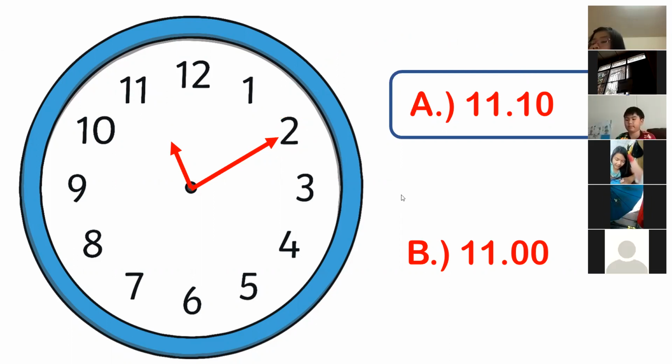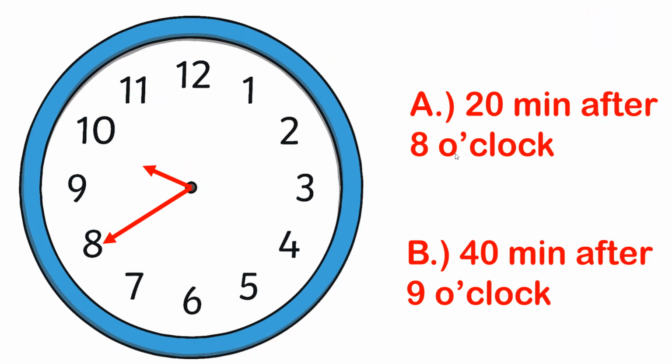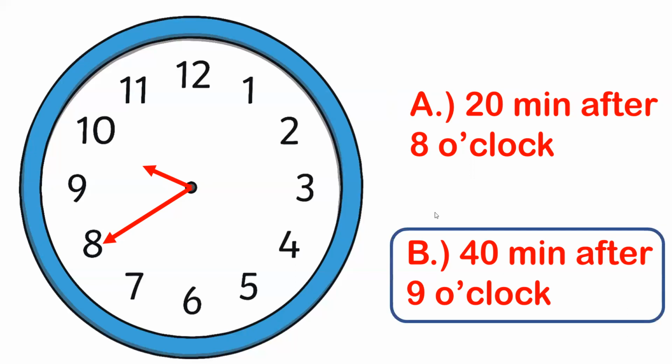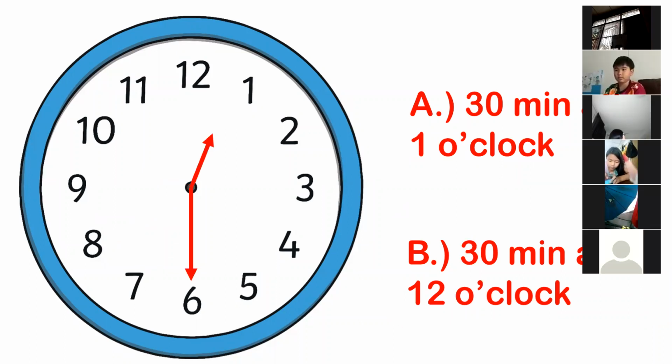Next, Didi. Okay, Didi, look at the clock. Which one is correct? Is it A, 20 minutes after 8 o'clock, or is it B, 40 minutes after 9 o'clock? B. Okay, what is letter B? 40 minutes after 9 o'clock. Very good. If you can see again, the long hand is pointing to 8, which is equal to 40 minutes. Next.